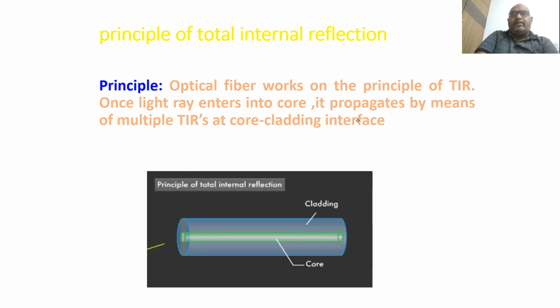The principle of optical fiber is total internal reflection. Optical fiber works on the principle of total internal reflection. Once a light ray enters the core, it propagates by means of multiple total internal reflections at the core-cladding interface. From the diagram, the optical fiber signal enters the core medium as a step-index signal and propagates inside the core-cladding medium.